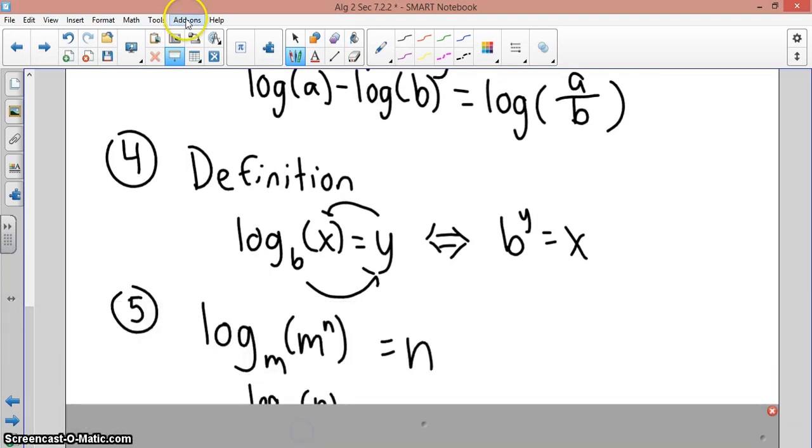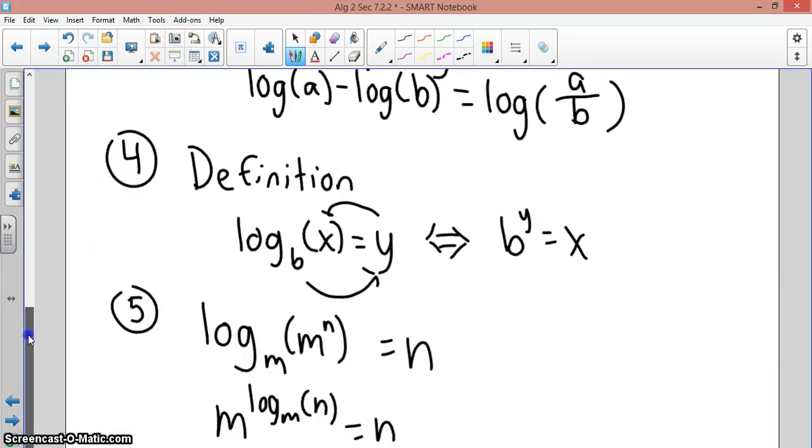And then last but not least, we have some canceling properties. If I have log base m of m to the n, those cancel and you're left with just the n. And if you have m to the log base m of n power, again, those are going to cancel and you're left with just n. So, long story short, whenever you have a base of a log equivalent to a base of an exponent, they technically cancel out and you'll be left with whatever is left. Here the m's are canceling out, and again the m's are canceling out.